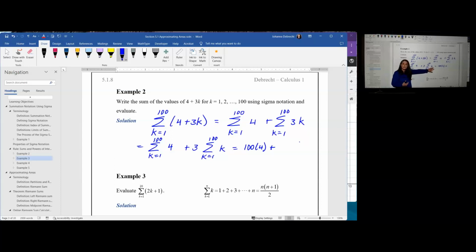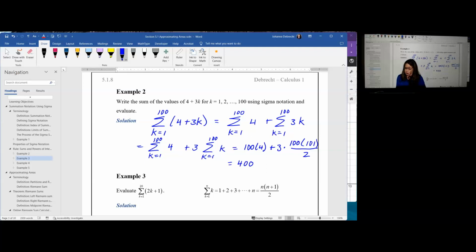The second one has a formula, which I don't expect you to memorize, so you'll see it here down below. When you start at 1 and you go to a finite number, the sum of the index is given by the index times 1 plus the index divided by 2. In this case, we'll have 3 times 100 times 101, all divided by 2. And then I can simply simplify these results and come up with the solution much faster.